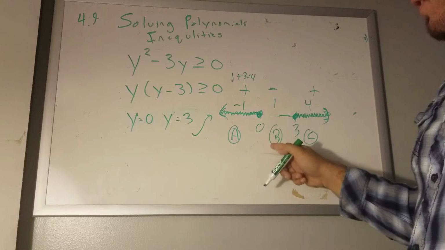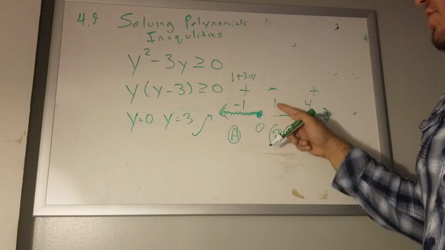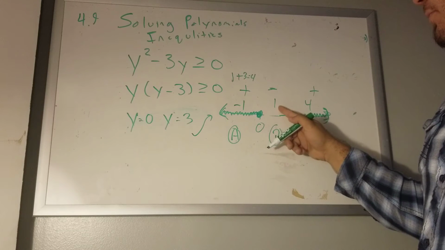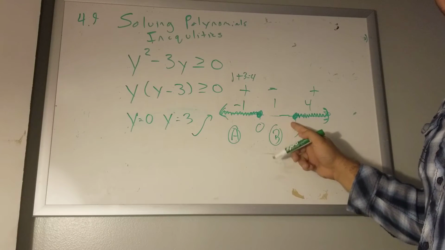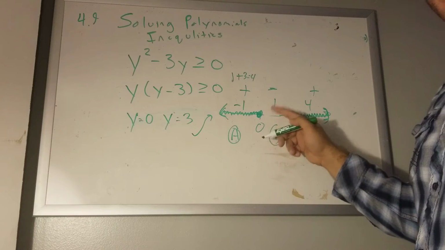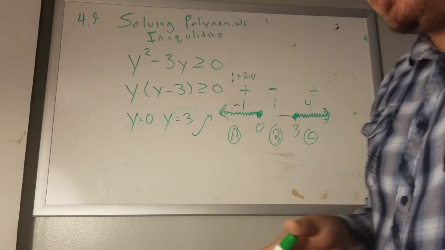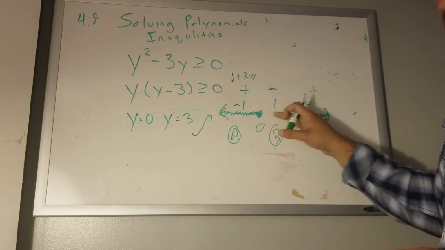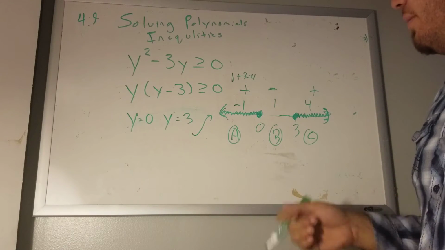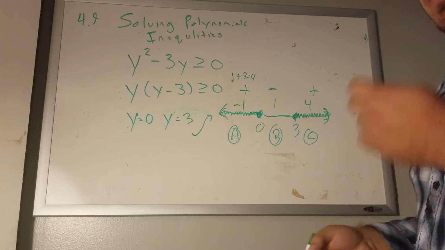Let's go to our next section, B. Next section B, it's between 0 and 3. So I have to pick a representative. I pick 1. You could pick 2. You could pick 1.5. You could put 2.99999. It doesn't matter. It has to be one number here. I suggest picking the easiest number of the group. And I think 1 is easier.